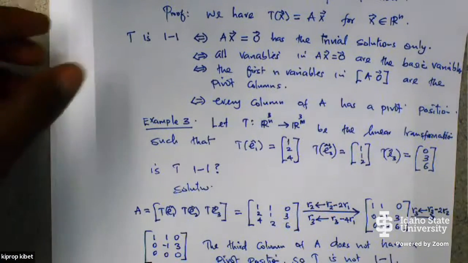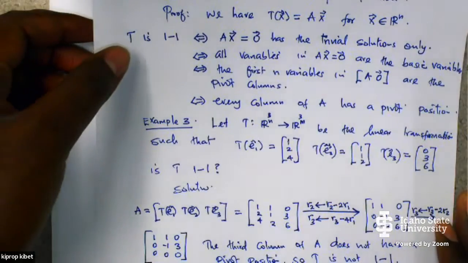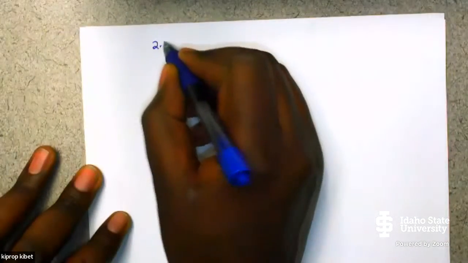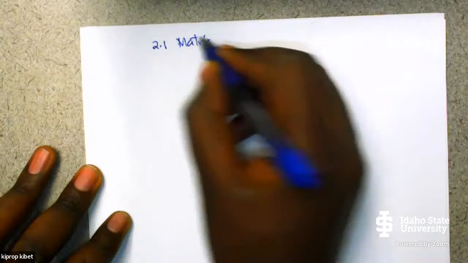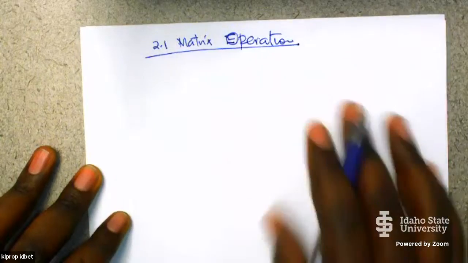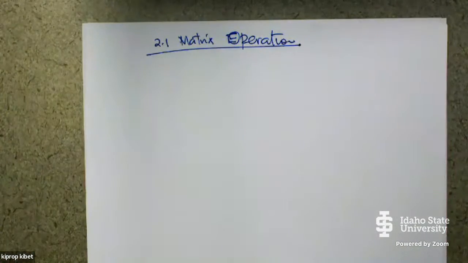Okay, let's look at the next section, which is also the next chapter, 2.1. And this one is the matrix operation. This chapter, I think, will be easier. After doing chapter 1, I guess chapter 2 will be a little bit easier, and we might even go faster than what we've done in chapter 1.